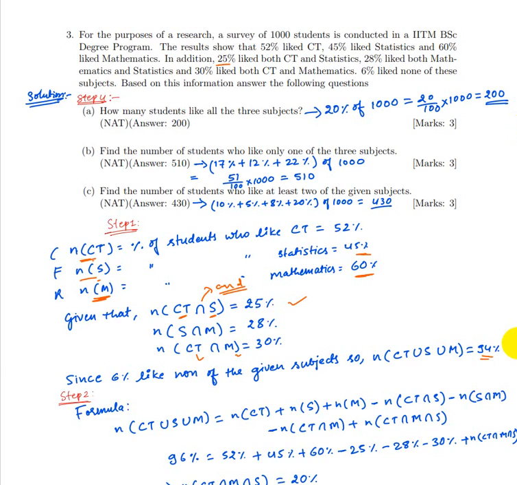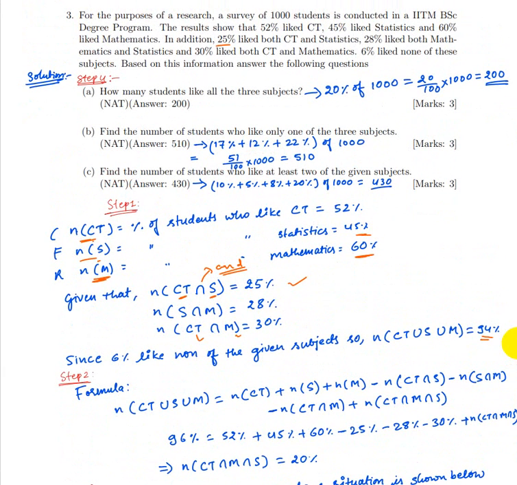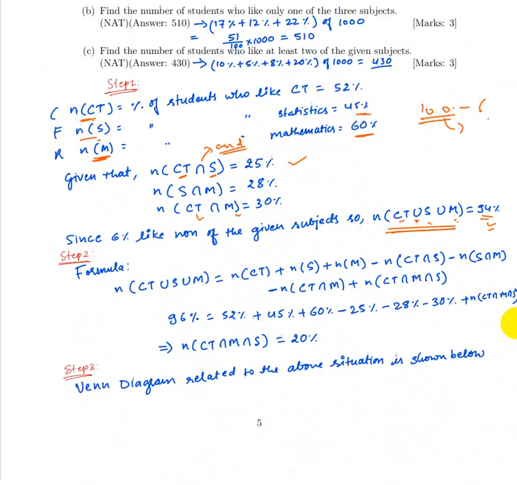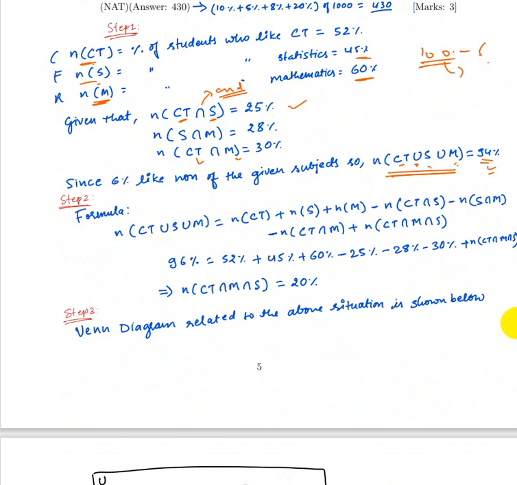Okay, so 6% are liking none of them, and we have 100% as our whole quantity. So we'll just simply subtract 6 in order to get the opposite. That means the percentage of students who like all the subjects or any one of the subjects, which is CT union S union M, which is 94%. Okay, right. So in step 2 we are having this formula.